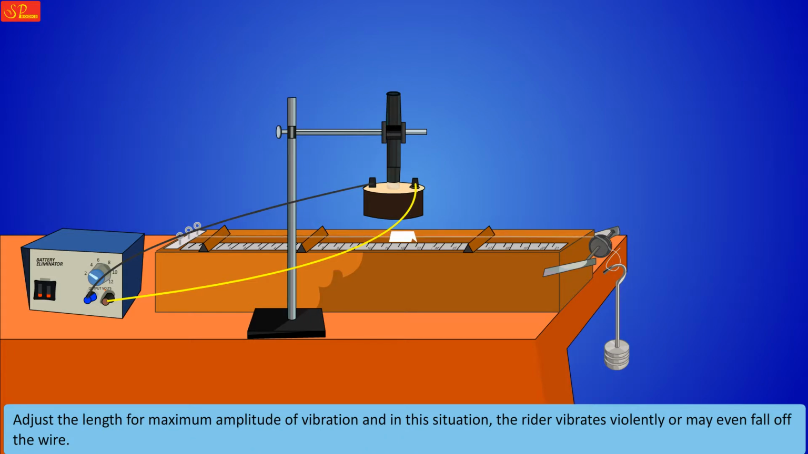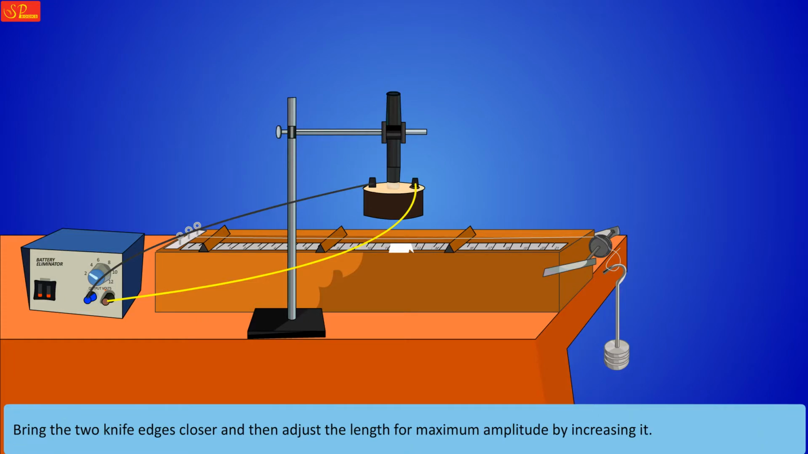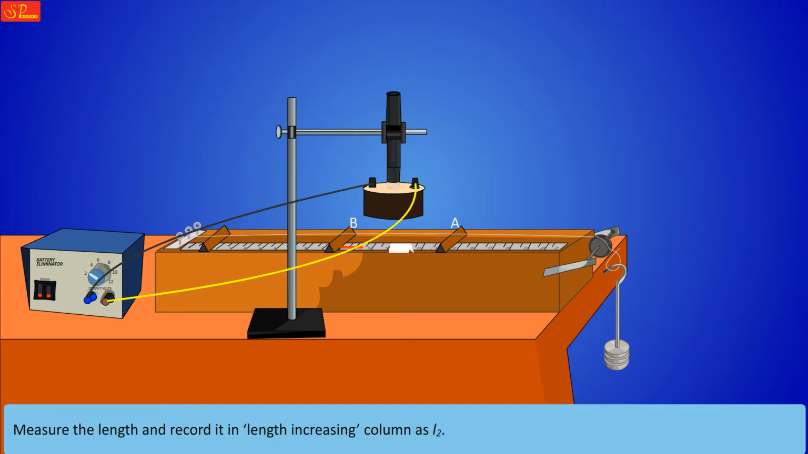Adjust the length for maximum amplitude of vibration, and in this situation the rider vibrates violently or may even fall off the wire. Measure the length of the wire AB between the two knife edges and record it in the length decreasing column as L1. Bring the two knife edges closer and then adjust the length for maximum amplitude by increasing it. Measure the length and record it in the length increasing column as L2.